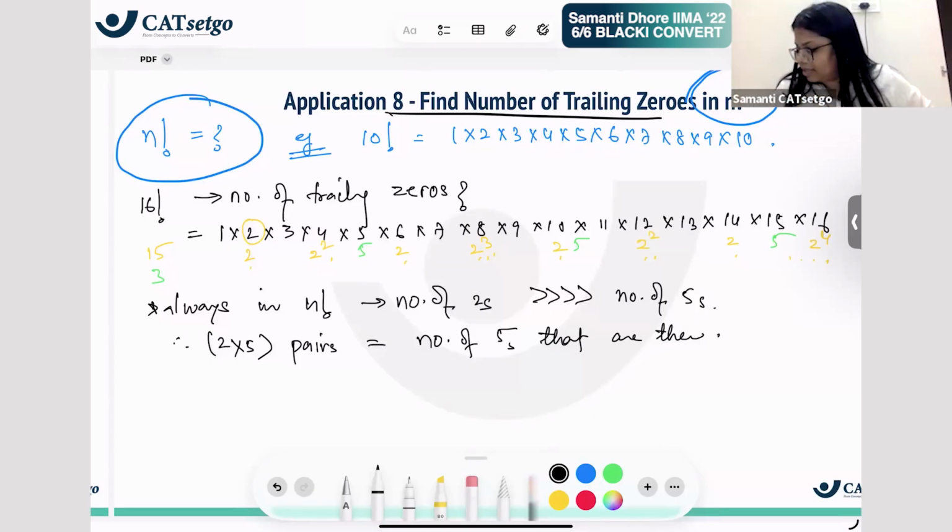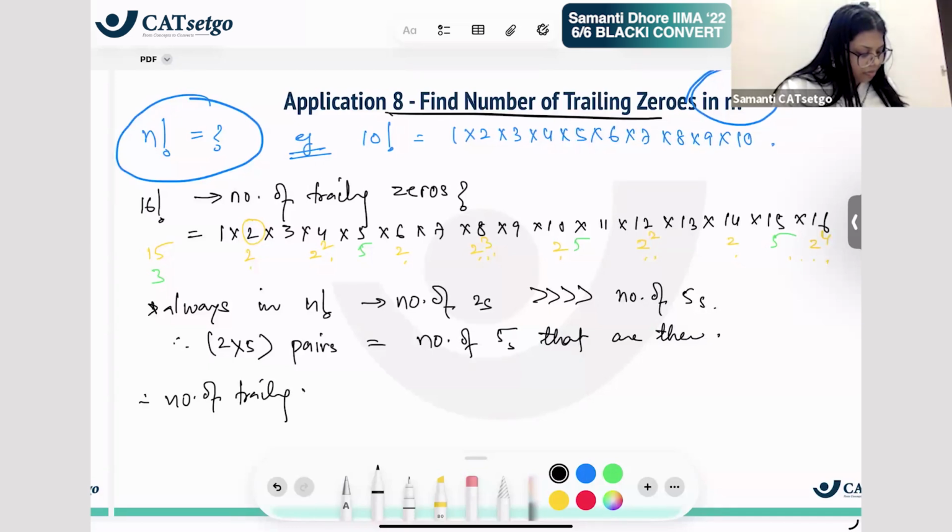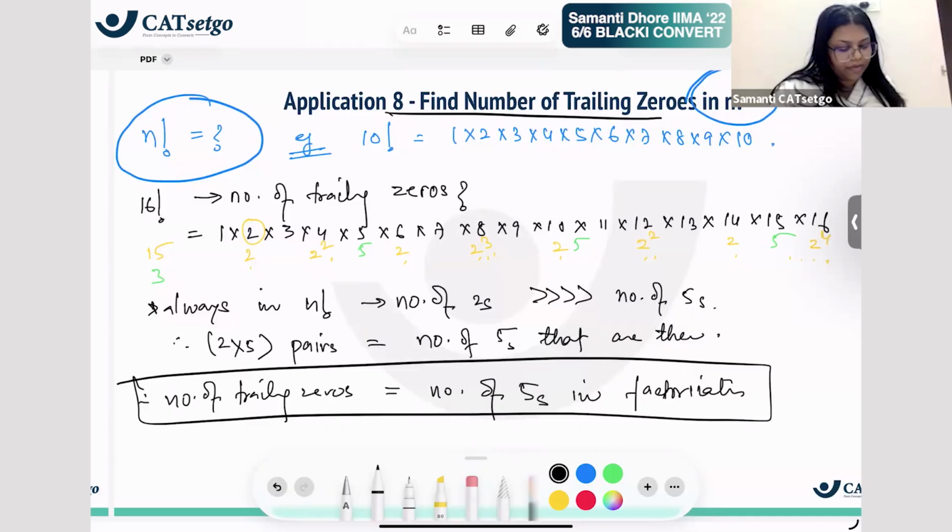Yes. So the whole point is that whenever I have to find the number of trailing zeros, it is equal to the number of 5's in the factorization. Correct? So whenever I have to find the number of zeros in n factorial, I'm just going to find how many 5's are there in n factorial. Right? The more the number of 5's, the more the number of trailing zeros.